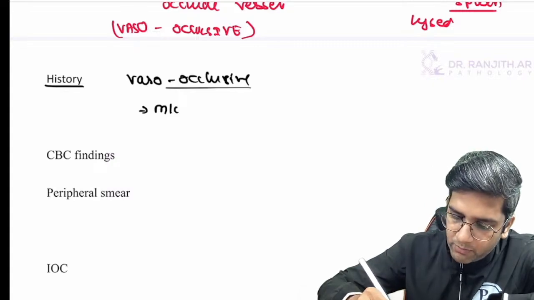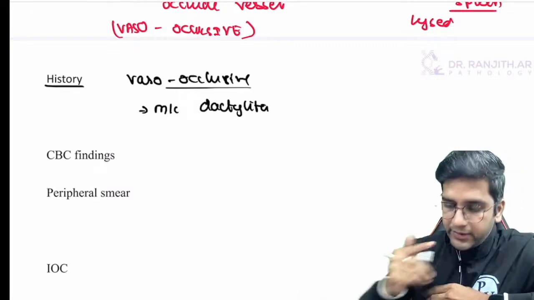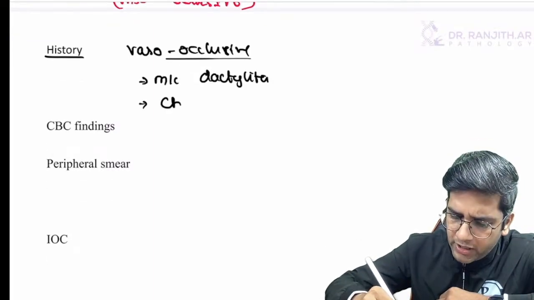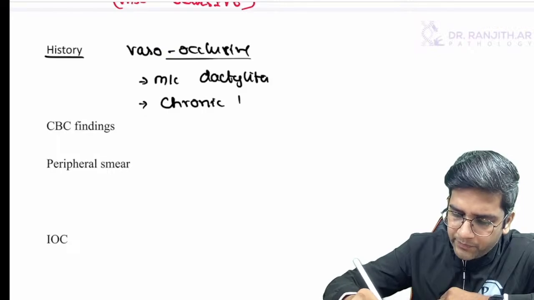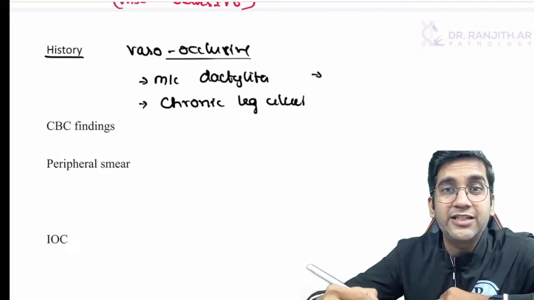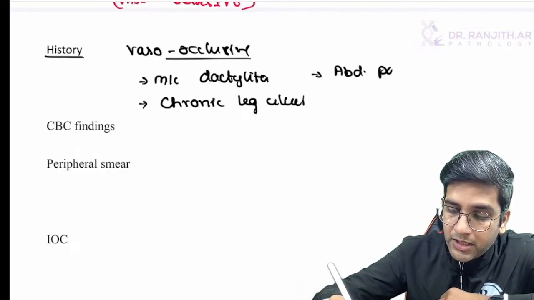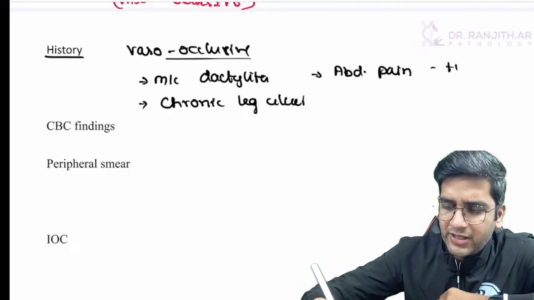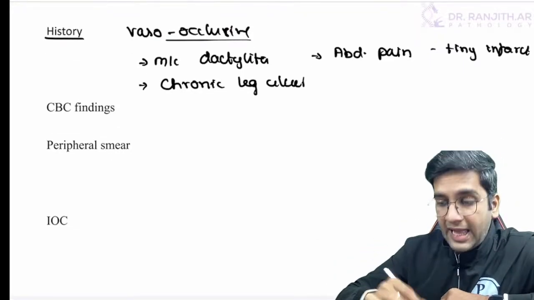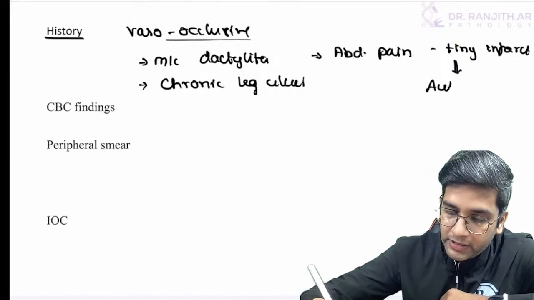Okay. Most common is dactylitis. That's the first one, right? Next, you obviously will have multiple things. A chronic non-healing ulcer of the leg. We know the explanation, right? The patient might have multiple infarcts in the abdomen, an unexplained abdominal pain. These are nothing but tiny infarcts in the abdomen. After that, this might end up in autosplenectomy at a later stage.